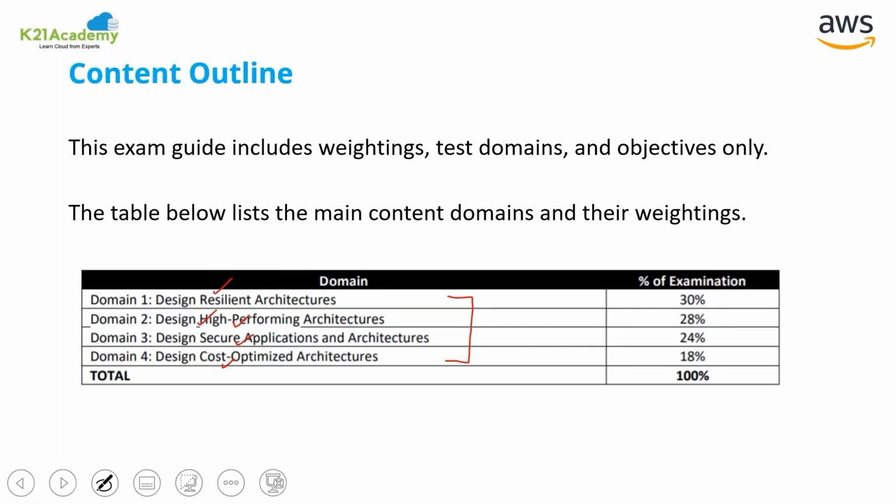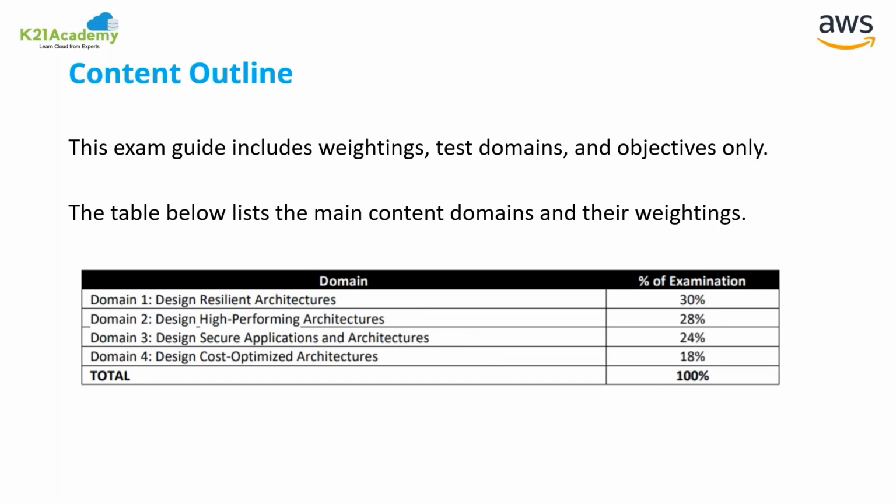So the four domains are: designing a resilient architecture, designing a high performing architecture, how to secure your application and your architecture, and then designing a cost optimized architecture. So these are the four domains which will be covered, from where you'll be getting the questions in your exam. If you see, there is more weightage for resilient and high performing architecture.